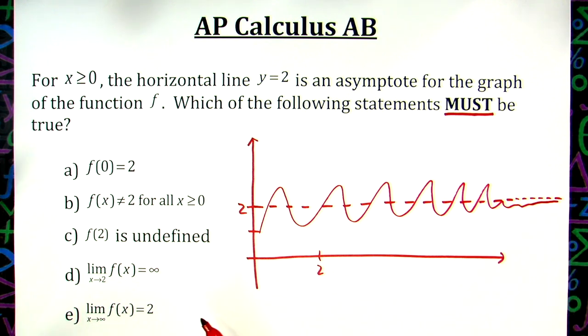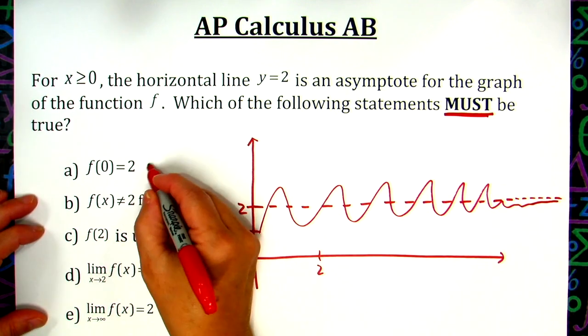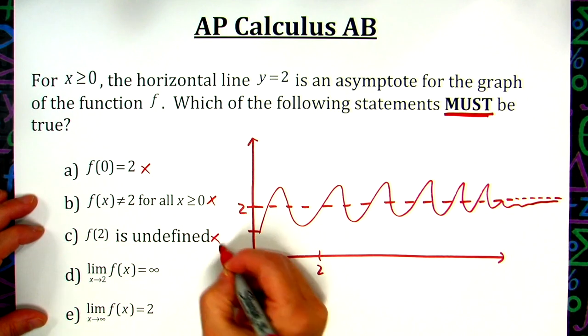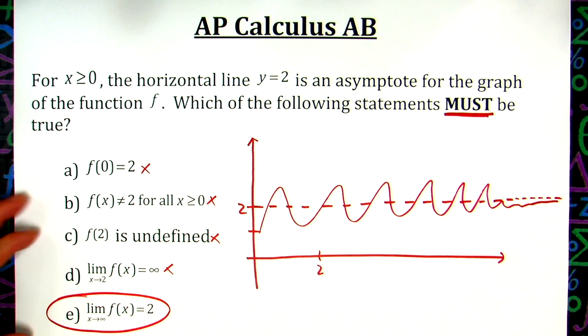Each of these scenarios could be true, but the question is which one must be true. So we really have to x this one out, x this one out, x this one out, x that one out, because you cannot guarantee those are true. The only thing you can absolutely positively guarantee is the last one: the limit as x approaches infinity of f of x is equal to 2.